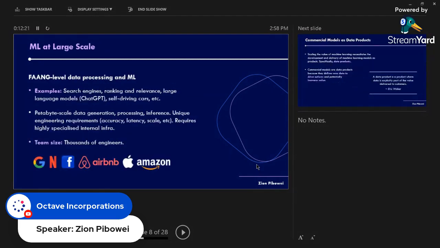By the time you get to FANG scale, the big tech, the big guys, Facebook, Amazon, Apple, Netflix, and Google, you begin to talk about petabytes of data generated. You begin to talk about large-scale investment. These guys are building applications such as ChatGPT. How many of us are aware of ChatGPT that has taken the internet by storm? These are large language models that not just millions of people are using, but potentially billions of people are using those models.